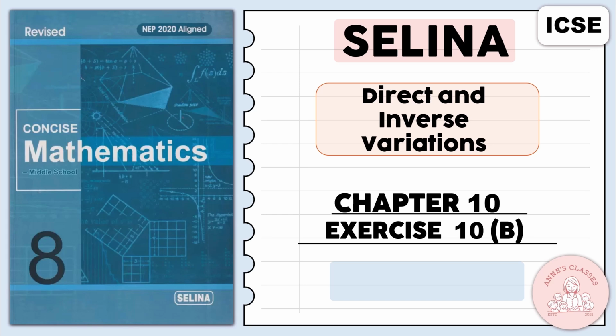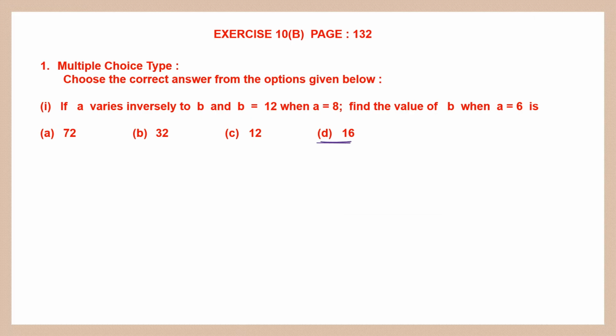Chapter 10, exercise 10b. This is found on page number 132 and here we have question 1, the multiple choice type. Choose the correct answer from the options given below. If A varies inversely to B and B is equal to 12 when A is equal to 8, find the value of B when A is equal to 6.